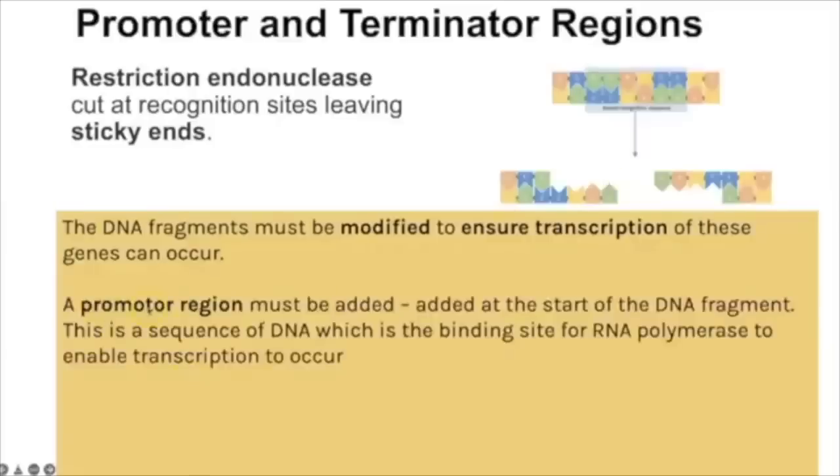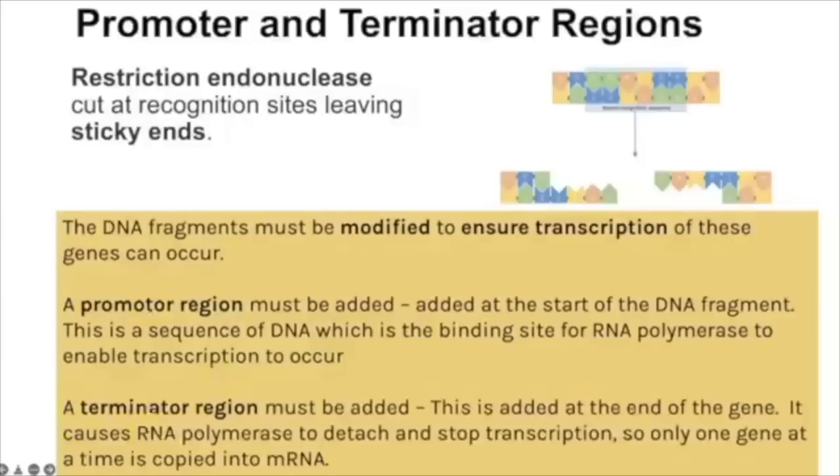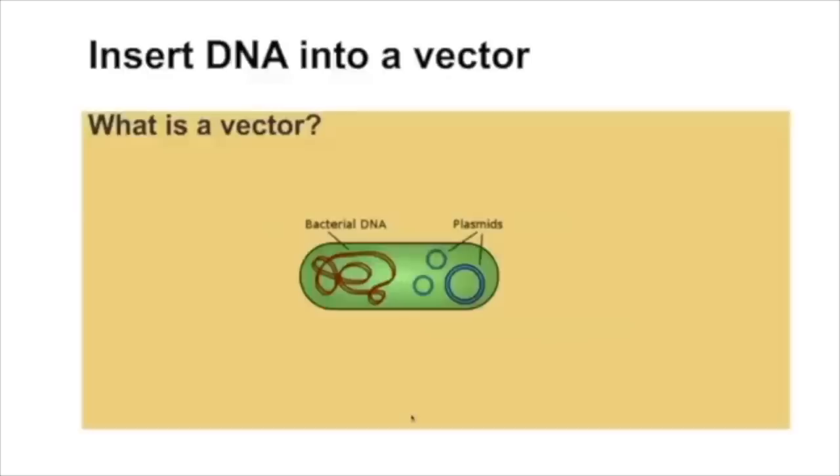One modification is a promoter region is added, and this is added at the start of the DNA fragment, and a promoter region is a sequence of DNA bases, which is the binding site for DNA polymerase. So that is to make sure the enzyme can definitely attach and transcription occurs. The second modification is a terminator region is added, and this is put at the end of a gene, and it causes RNA polymerase to detach and therefore stop transcription, so only one gene at a time is copied.